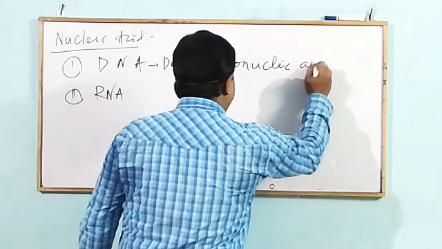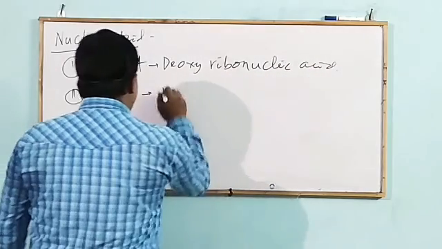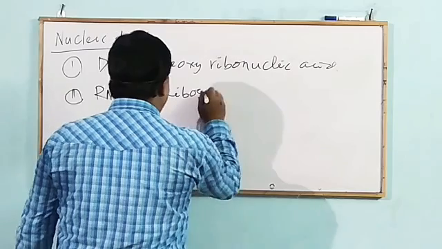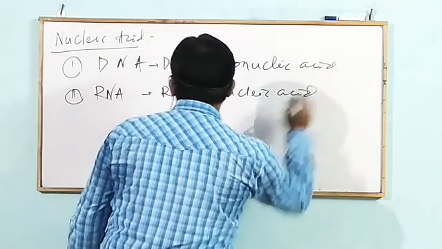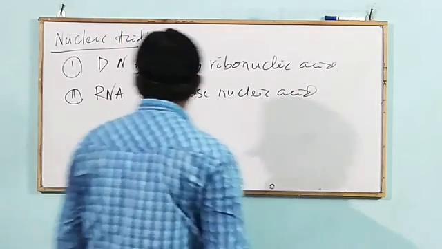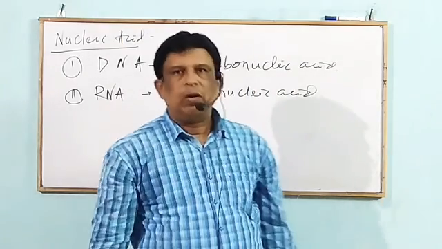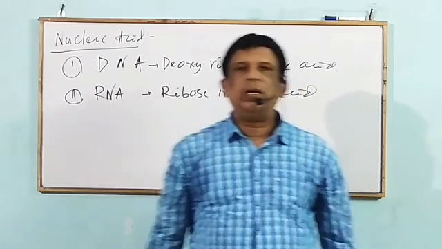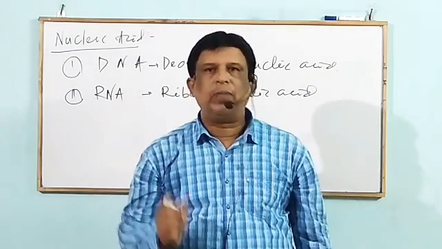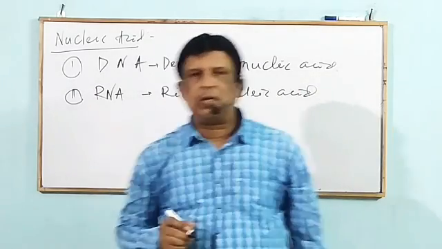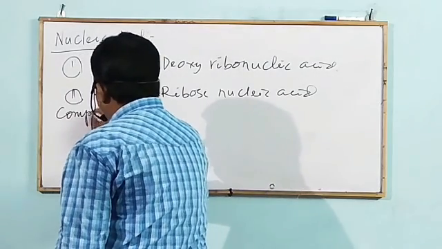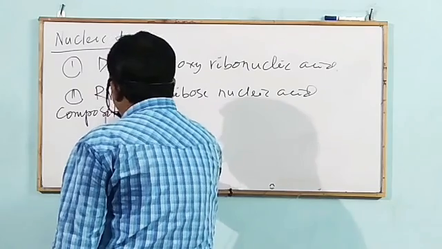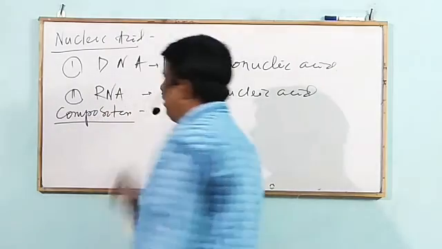Deoxyribonucleic acid, and ribose nucleic acid. Depending upon the nature of the carbohydrate present, nucleic acids are of two types: one is DNA, deoxyribonucleic acid, and one is RNA, ribonucleic acid. Next we will discuss the composition of nucleic acid.